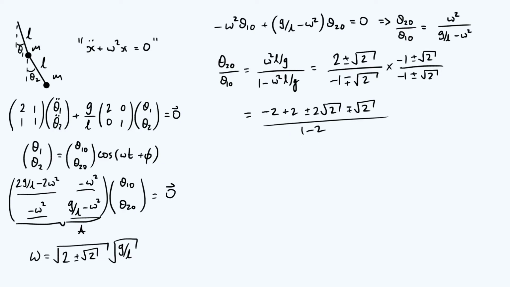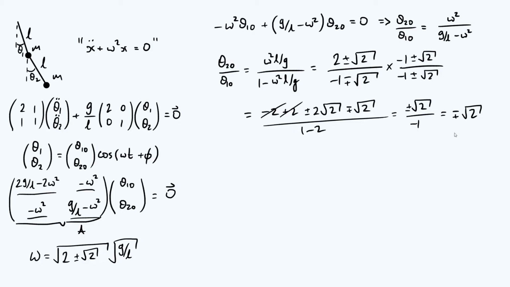Now, this simplifies very nicely because the whole numbers on the top cancel out. You can combine these root 2's together because they're the same type of term. And overall, that is just equal to plus or minus 1 lot of root 2 on the top. We divide it by minus 1, and we end up with minus or plus root 2. So the ratio of theta 20 to theta 10 has to be minus or plus root 2, depending on whether you took the plus sign with the frequency or the minus sign with the frequency.